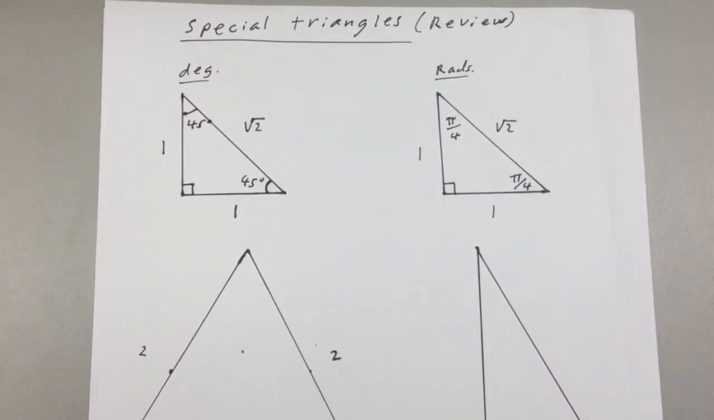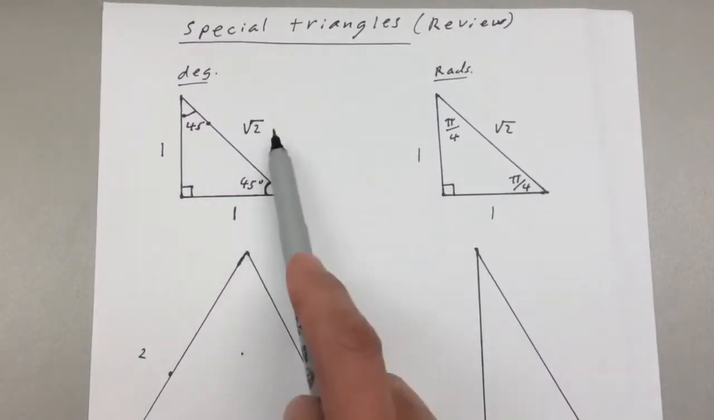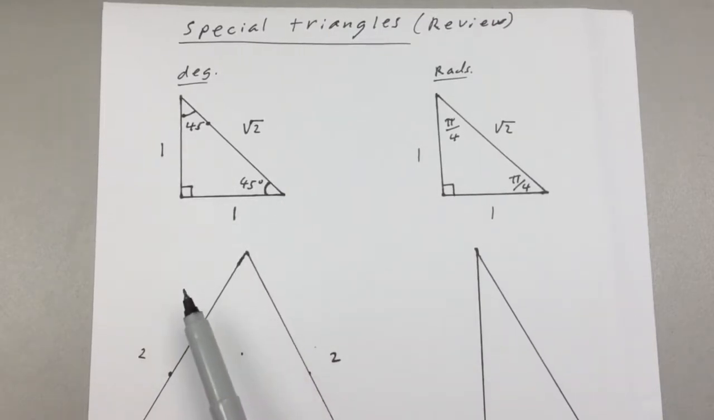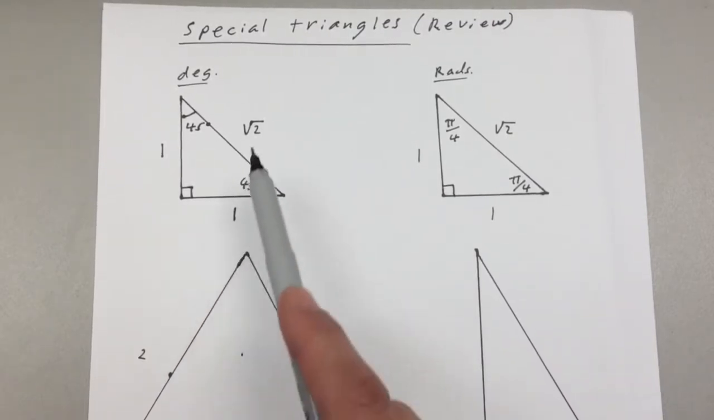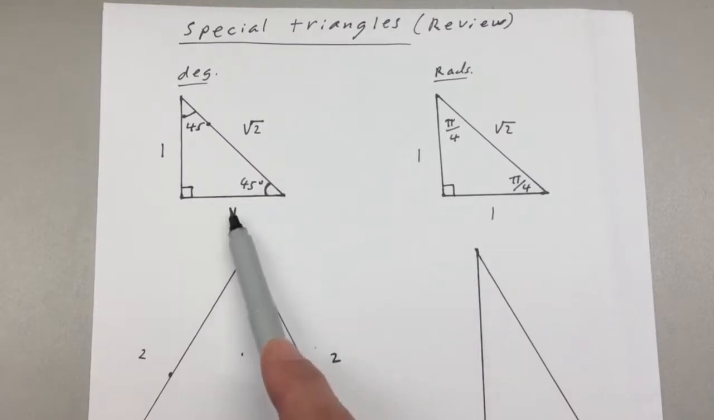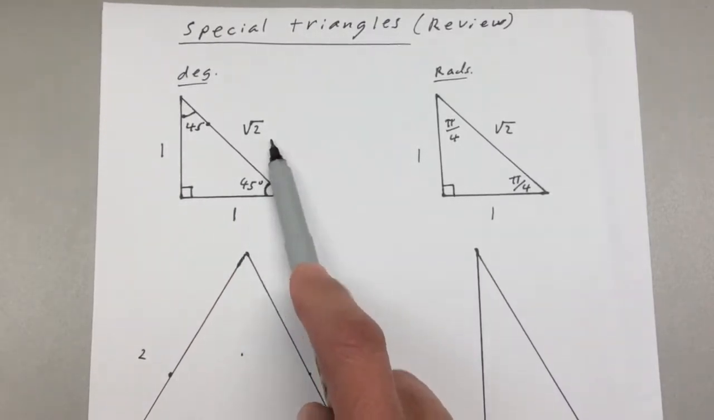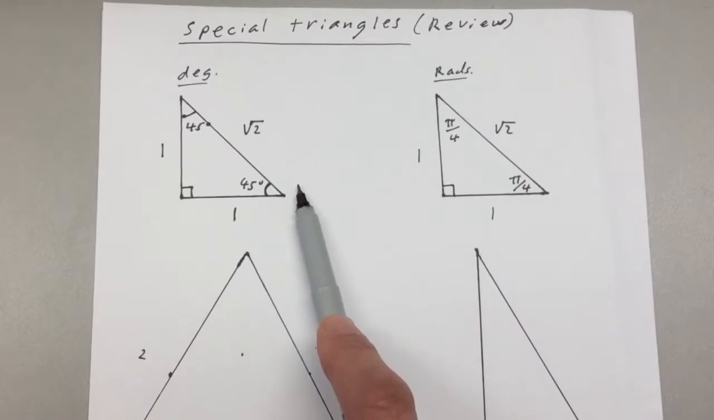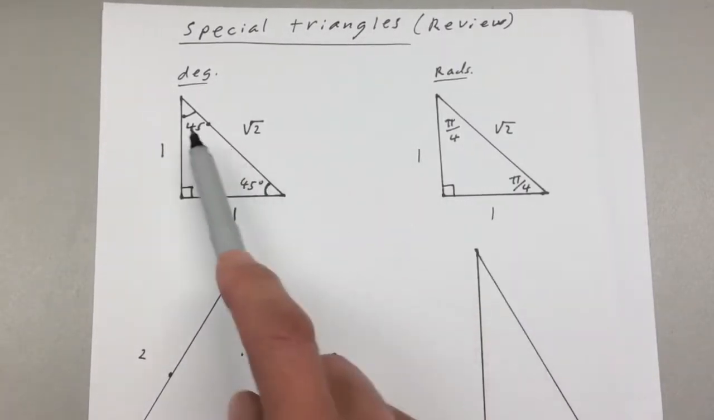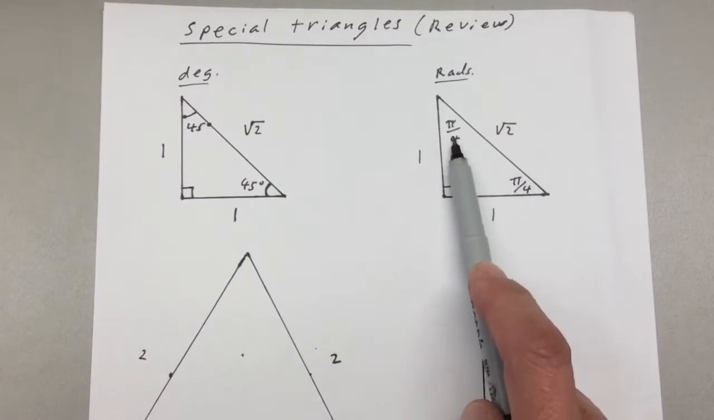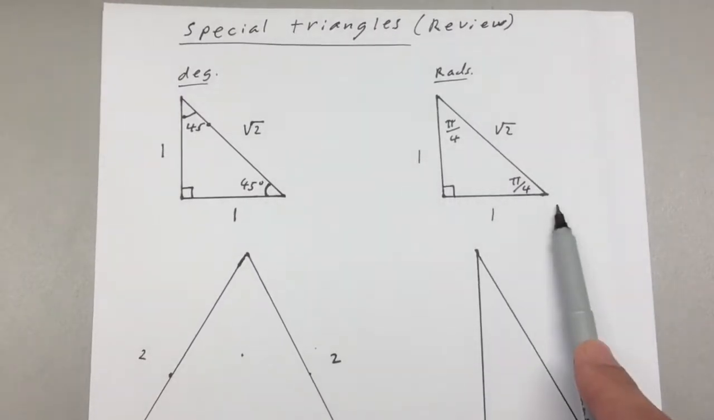Alright, so the first special triangle is a 1, 1, root 2 triangle with 45-degree angles. The way we get this root 2 is by using the Pythagorean theorem from the 1 and the 1, and you'd end up with root 2 as the length of this side. We can do the same triangle using radians. Instead of 45, we put the equivalent angle in radians of pi over 4.